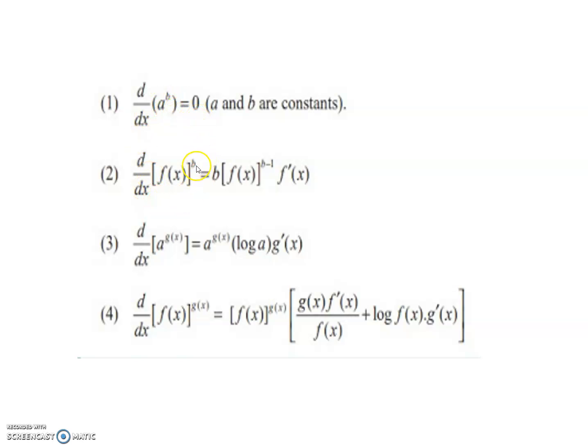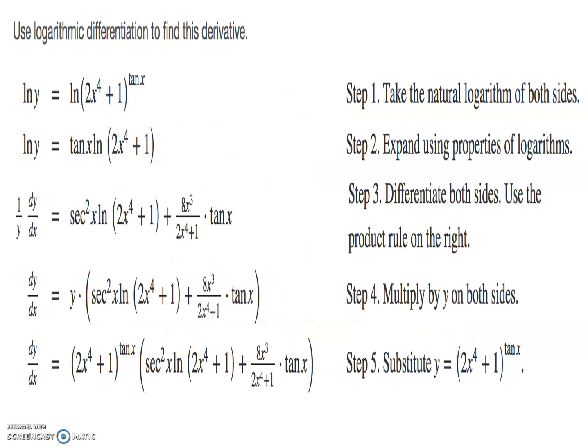Derivative of f of x raised to b is b f of x raised to b minus 1 into f dash of x. Derivative of a raised to g of x is a raised to g of x log a into derivative of g of x. Derivative of f of x raised to g of x is f of x raised to g of x, f dash of x upon f of x plus log f of x into g dash of x. These formulas are important to solve examples of parametric, logarithmic and exponential functions.